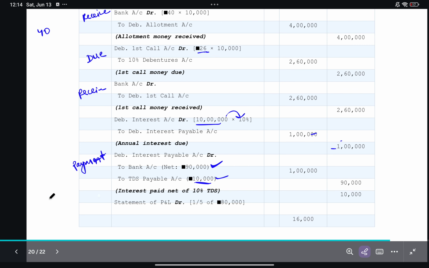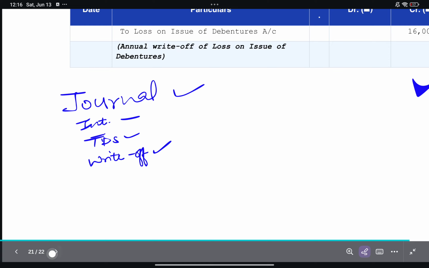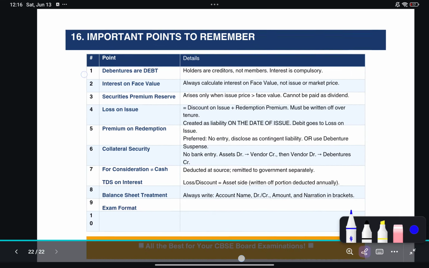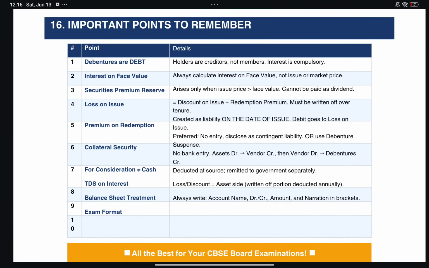And hence we have done our numerical question and all concepts relating to our debenture, that is how to do journals to receive debenture application, allotment, and also for interest payable, also how to calculate TDS, and also how to write off that loss or interest. Hope you understand, and hence our chapter is finished.